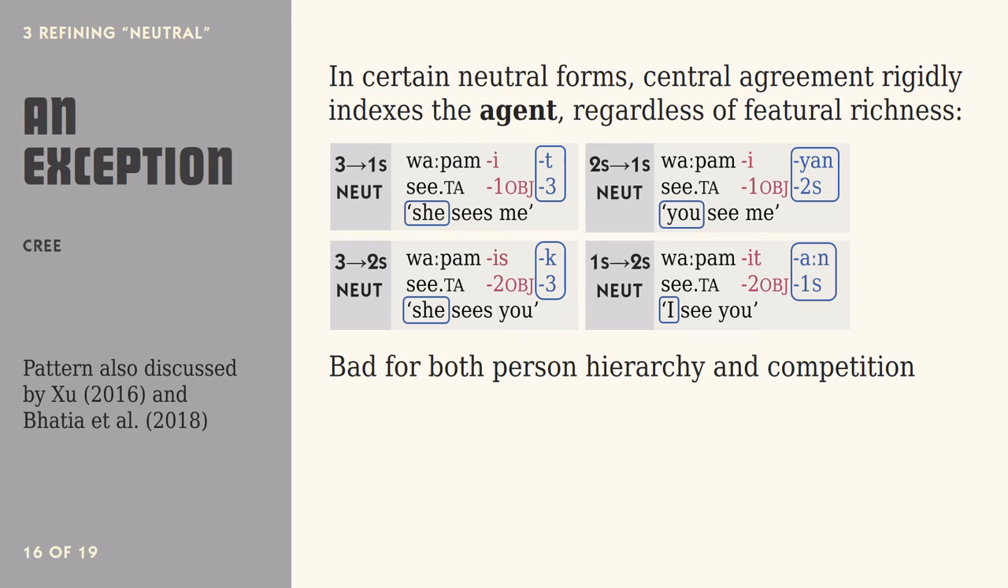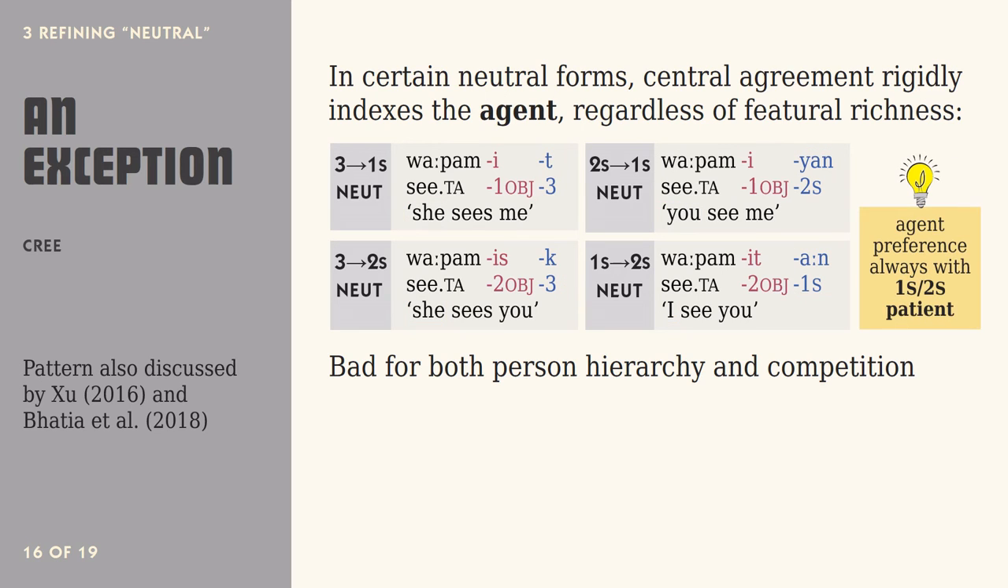However, I think there is still a morphological explanation for this exceptional pattern. The key is that in all the forms in which the central agreement shows the exceptional agent preference, the patient is either first singular or second singular, me or you. And if you think about it, the theme sign on its own suffices to fully express the features of a first or second singular patient.